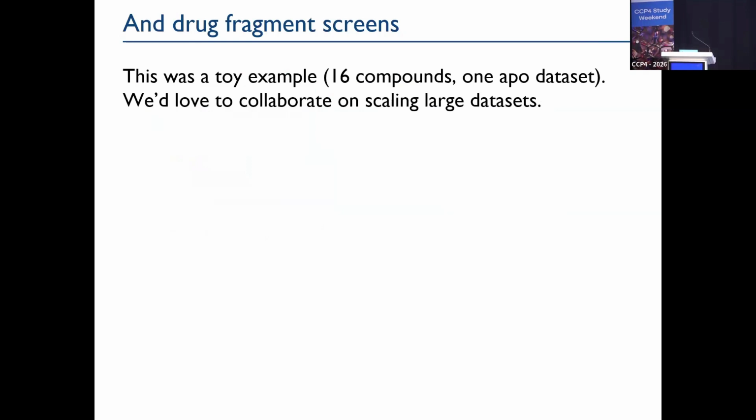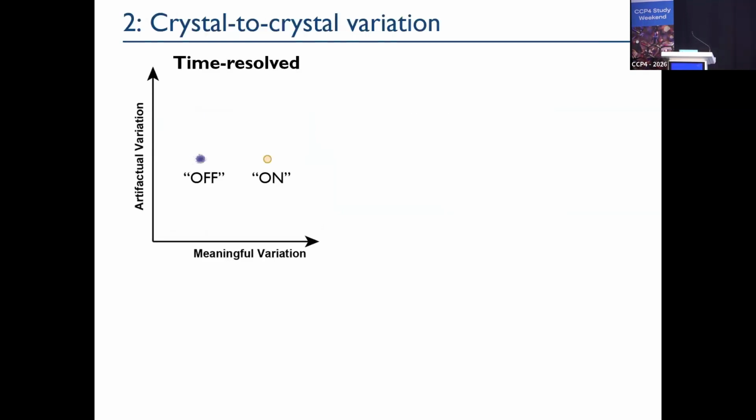And we'd love to collaborate with anybody who wants to try and improve their scaling and merging of direct fragment screens on that. With that, I'm going to switch to the second topic, which is to try and correct for crystal to crystal variation. So in time-resolved crystallography, we often meticulously interleave our data such that we minimize systematic variation across crystals or between the different conditions.